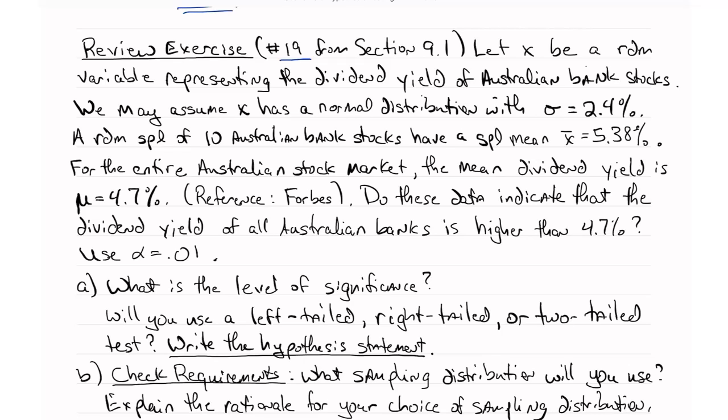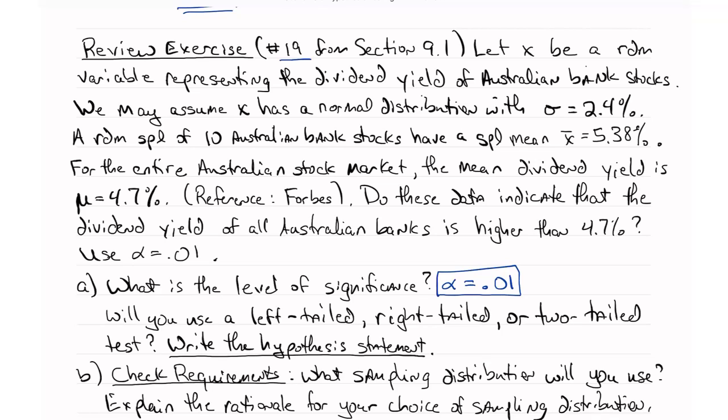Okay, so the first thing it says, what's the significance level? Well, this is very easy because they gave us the significance level. The significance level is alpha, and they told us that alpha is 0.01. So there's the answer to that part. Quite easy if you know what you're looking for. It says, will you use a left-tailed, a right-tailed, or a two-tailed test? And then write the hypothesis statement.